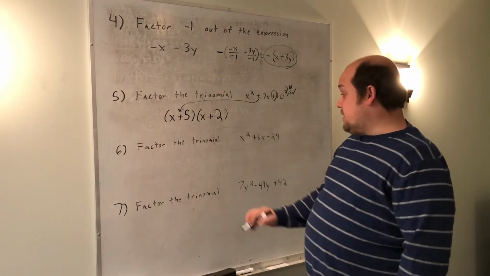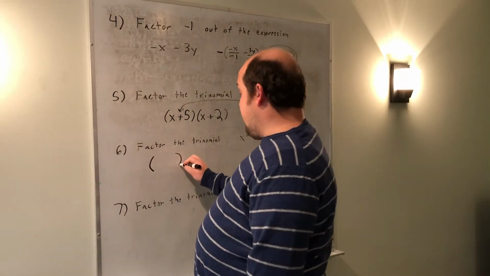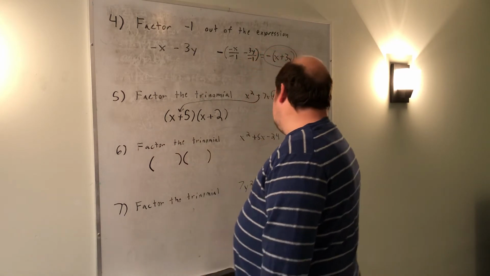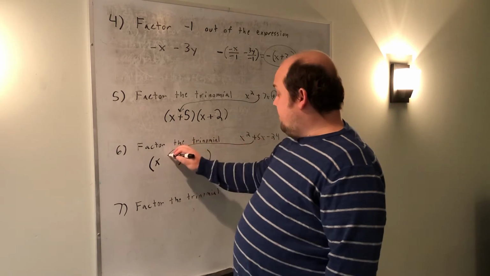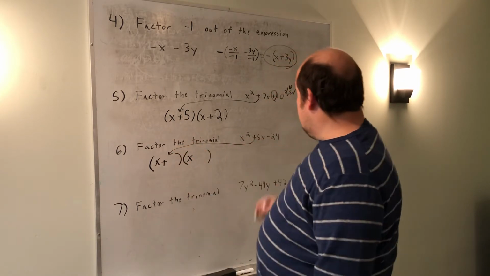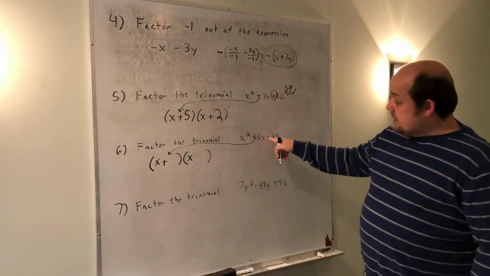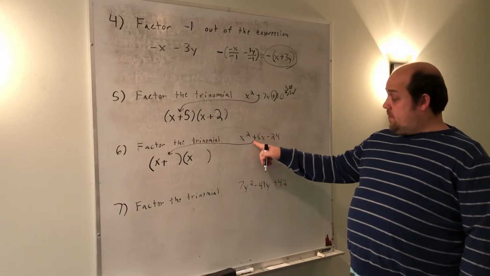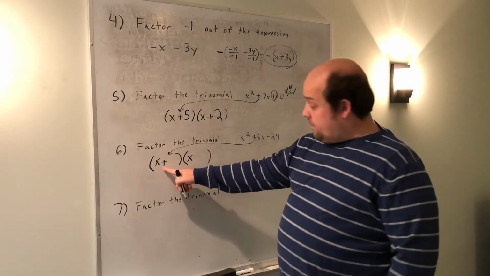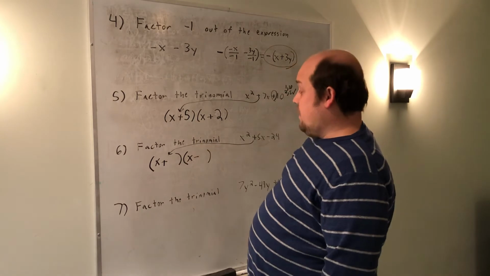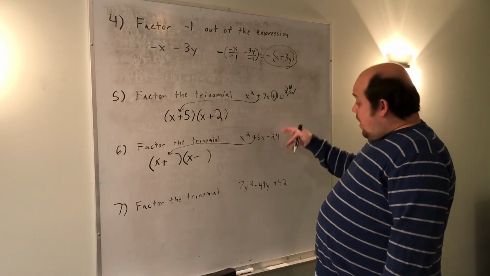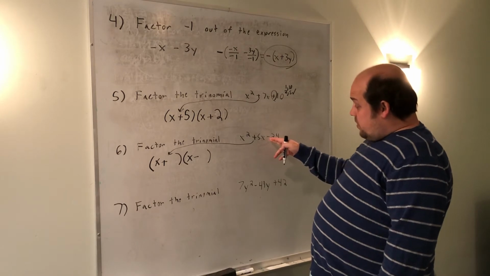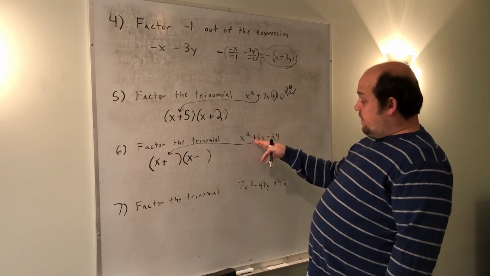Same steps for number 6. I start out, parentheses, parentheses. I put in my x and x. I bring down the first sign, plus, then I look at the second sign. The second sign says different from the first sign, different from positive is negative. I now look at how to read it. Multiplies to 24, subtracts to 5.